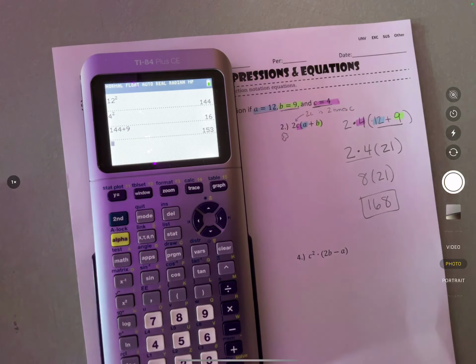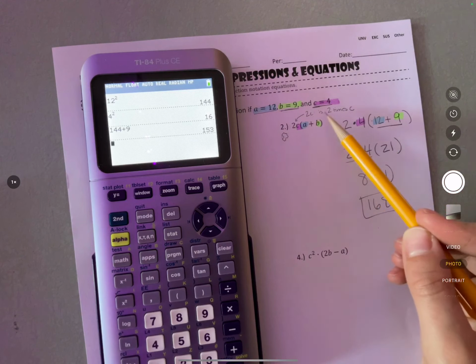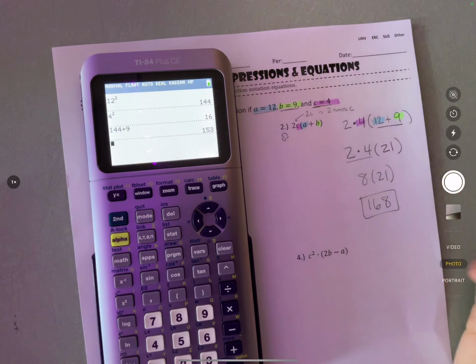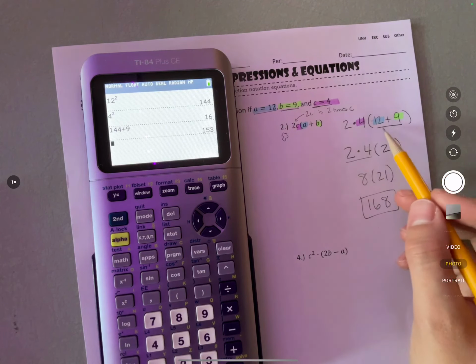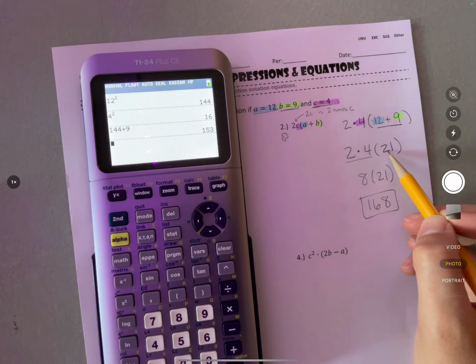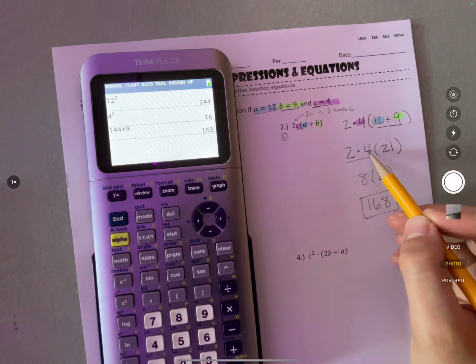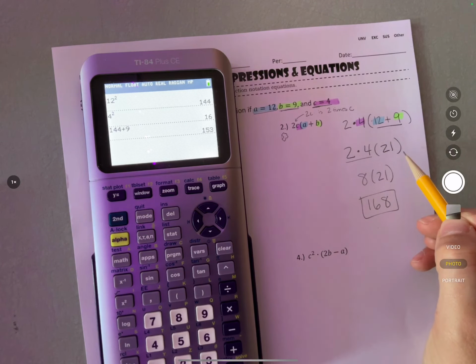Okay, now you got to be careful. I have a little love note here that maybe you should write too. 2C is 2 times C, so that's why I have the little multiplication dot there. So the first thing we're going to do is parentheses, so we do 12 plus 9, which gives us 21. And then now we're left with 2 times 4 times 21, because remember, once the number is by itself, that means the parentheses is now representing multiplication.